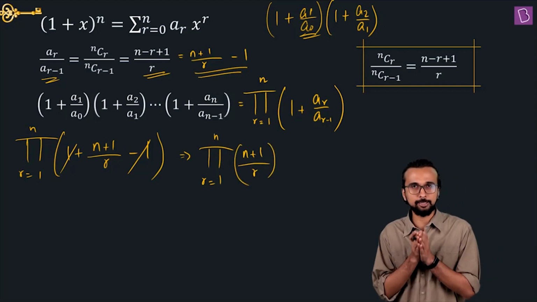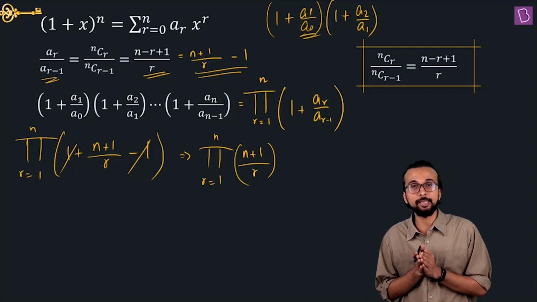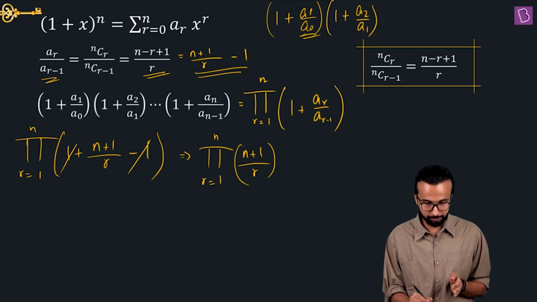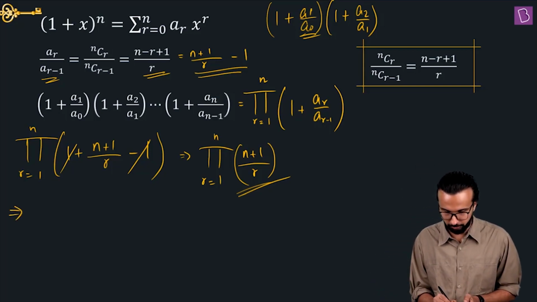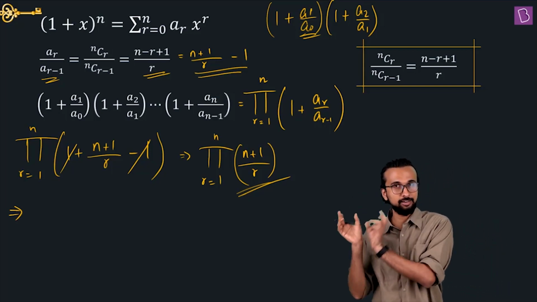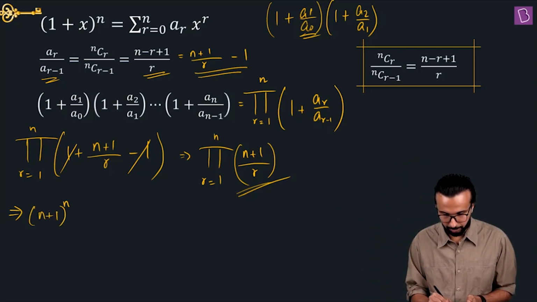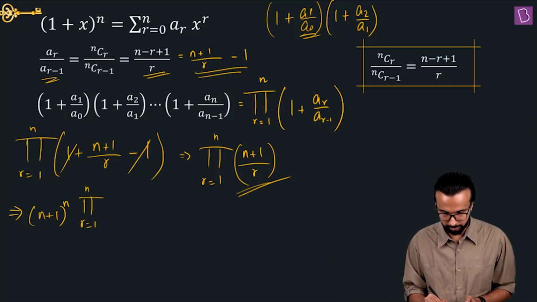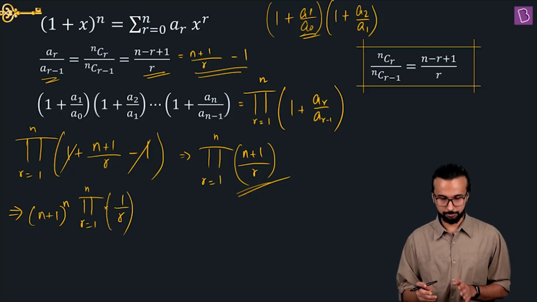Now n + 1 is a constant part. If I take it outside the pi, how many times am I taking n + 1 outside? I am taking n + 1 outside n times because there are n terms here, r is moving from 1 to n. Since r is moving from 1 to n, the n + 1 term in the numerator will be multiplied with itself n number of times. So I take (n + 1)^n outside. What am I left with? Pi r equal to 1 to n, 1 by r.